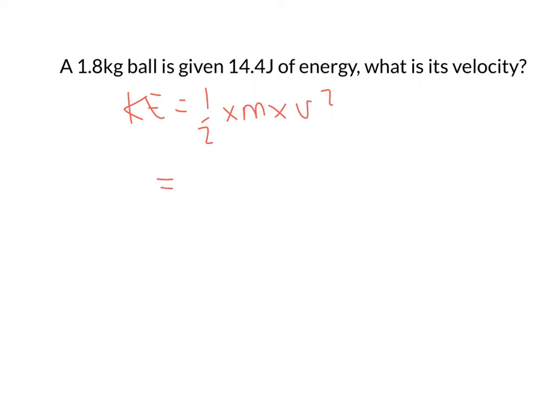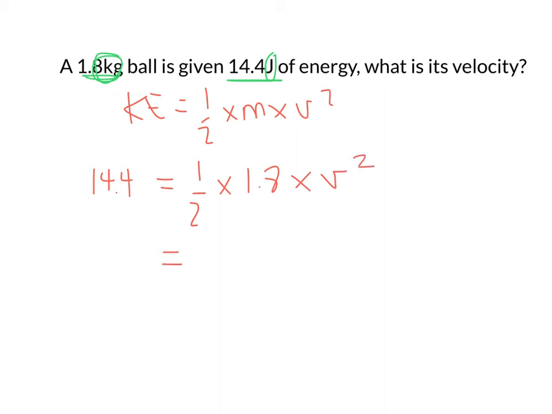So I have kilograms here, so I need the number 1.8 for my mass, and I have the value there of the energy. I can tell because it's in joules. So I'll put the energy in, 14.4, and that is equal to a half times the mass, which is 1.8, times the velocity squared. I don't know it, so I will leave it as a v.